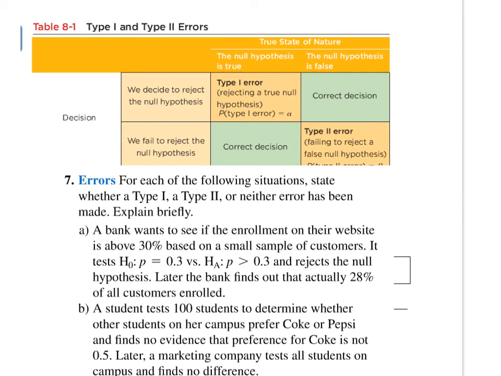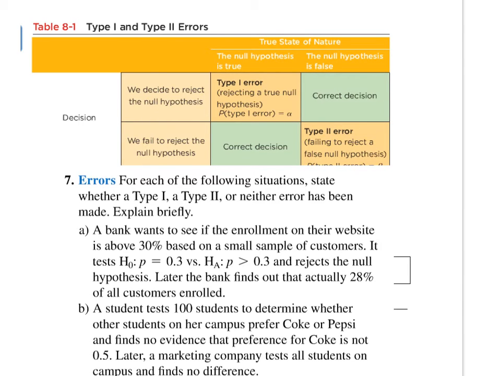We're saying it's above. They rejected H0, which means the actual average is above 30%. Later they found out that it's only 28%. It's not above 30%. So H0 is true, well, it is, but we rejected it, so that's a type 1 error.